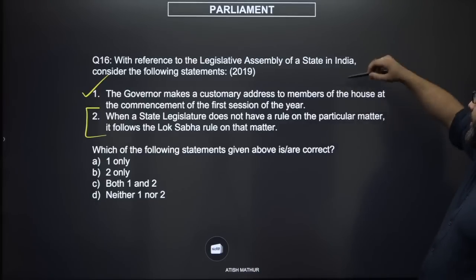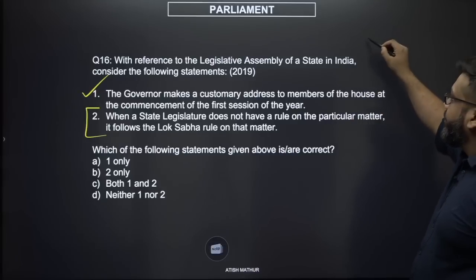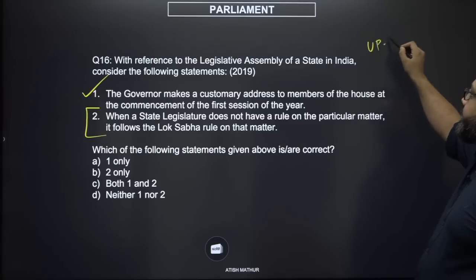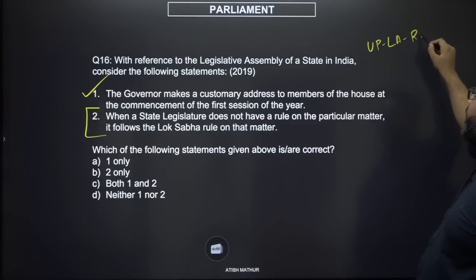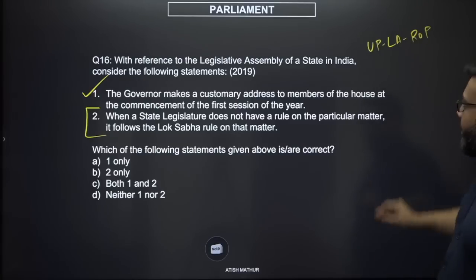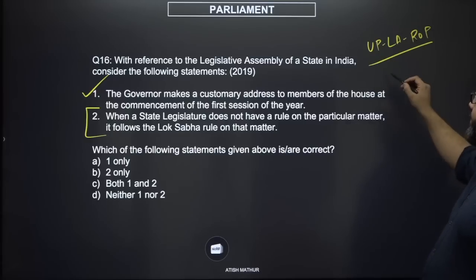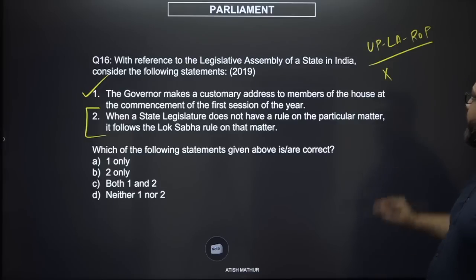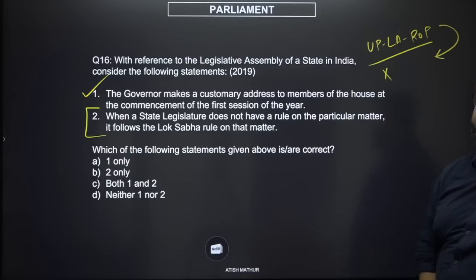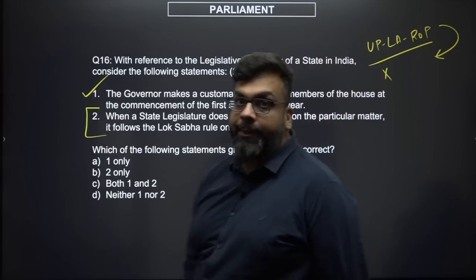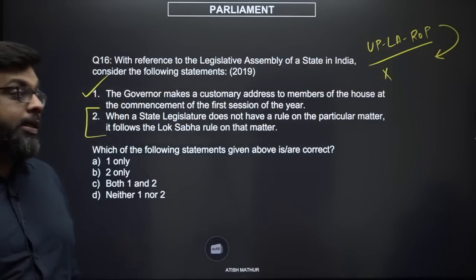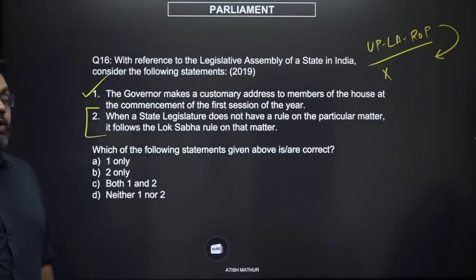What we are saying is, for example, your UP Legislative Assembly has something called rules of procedure, right? Now, on a specific issue X, you do not have a rule of procedure on the matter, right? In that scenario, it will follow the Lok Sabha rule on that matter. The option does not say it has to follow the Lok Sabha rule under all circumstances. It says it follows it on that matter.